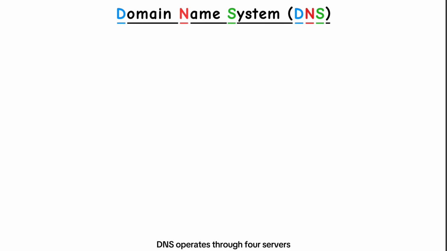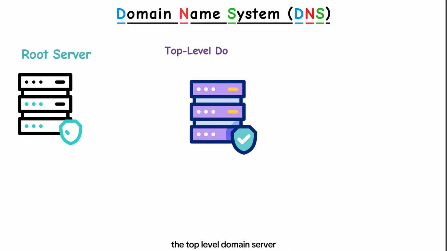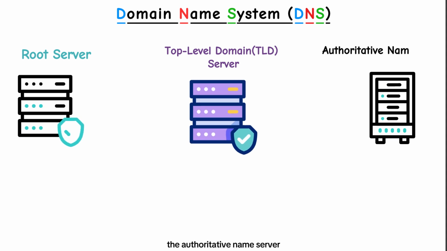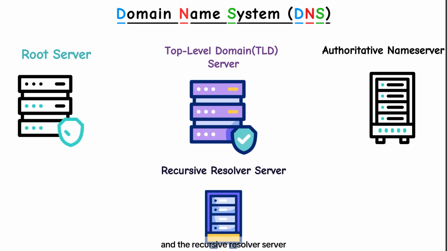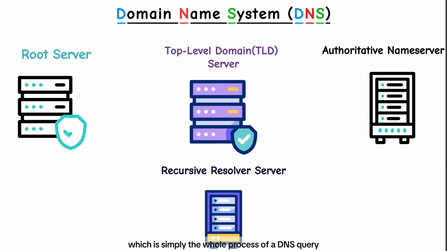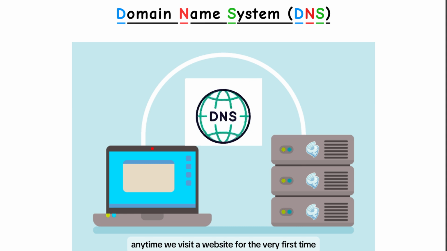DNS operates through 4 servers, which are the root server, the top-level domain server, the authoritative name server, and the recursive resolver server. To better understand the processes involved, we will be taking an example of a recursive resolution process, which is simply the whole process of a DNS query anytime we visit a website for the very first time.